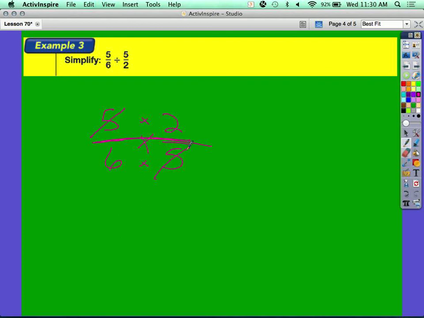Okay, there's no 2 on bottom here, but I do know that there's a common factor between 2 and 6. And that factor is 2, so 2 goes into 2 1 time. 2 goes into 6 3 times. Okay, do the top, I get 1, because remember this is kind of like a 1. 1 times 1 is 1. 3 times 1 is 3. So my answer would be 1/3.